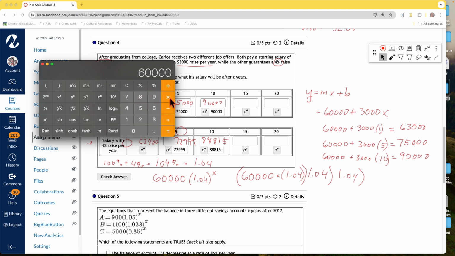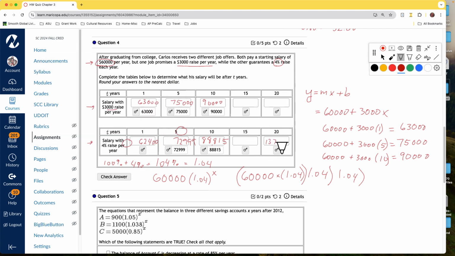60,000 times 1.04. And again, it's exponential growth. We just raise that to 20 years. And that gives us 131,467. And we could do the same thing up here. We could plug in 20. 20 times 3,000 is going to be 60,000 plus 60,000. That's going to be 120,000. So you see in the end, after 20 years, the percent change actually was bigger than the amount change. But for 10 years, and you could check out 15, I think maybe at 15 years, it might be about where they're about equal.